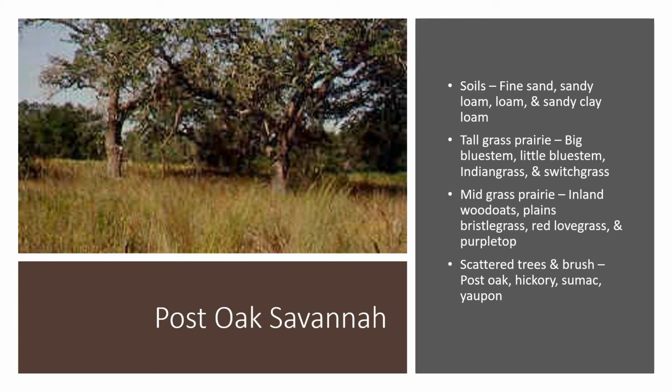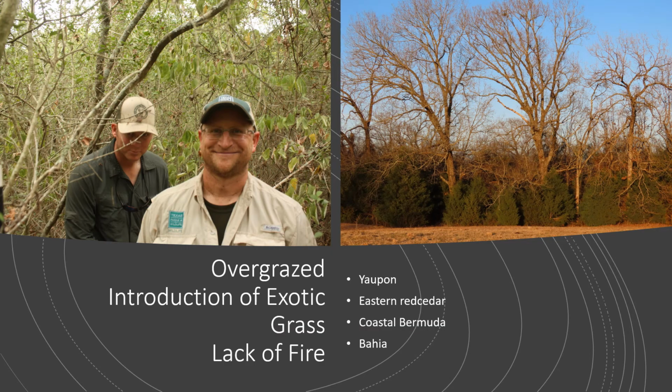So it should be a savanna, but you will have scattered post oaks, as you see in this photograph. Nice tall grasses. This is what you would expect to see, and this is much more common today. Previous land uses that result in these types of habitats are overgrazing, lack of grazing, introduction of exotic grass species, and a lack of fire.